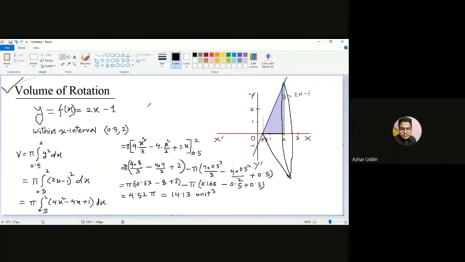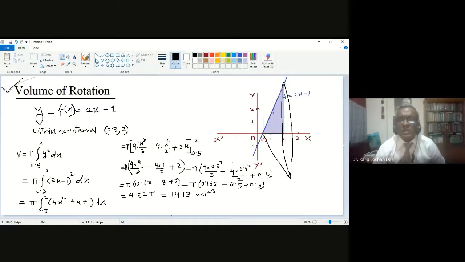Sir, does that mean that when it is rotating, the circle's value is the volume of rotation? Not the circle's value. A circle is just a circle. This is a 3D figure. You think about this 3D figure. So this 3D figure is like this. It is a cone kind of thing. You can just make it like this. That is also possible. This is a cone.